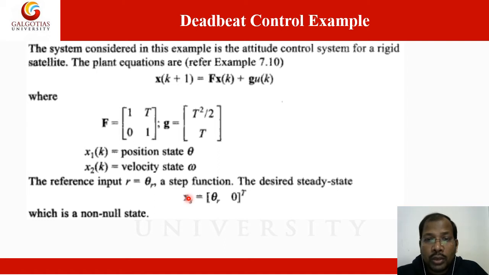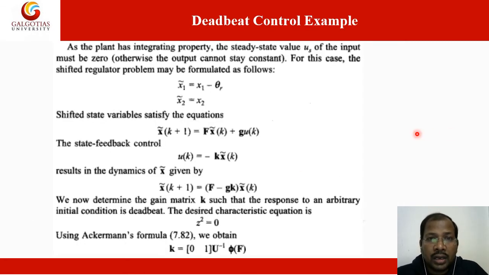We are taking the position state as the reference signal, so a step input is applied. The desired output is xs equal to theta r, 0, which is a null vector. We are trying to design a deadbeat controller, so we have to consider the error dynamics. x1 tilde is equal to the actual state minus theta r, the reference value. x2 tilde is equal to x2; this is the same, as for velocity we are not taking any error signal. So we can form the shifted state variable in this form. This is the shifted form.